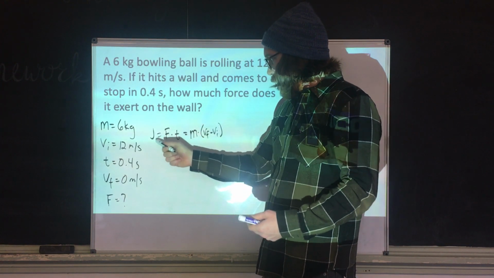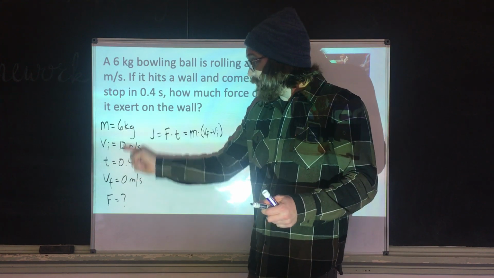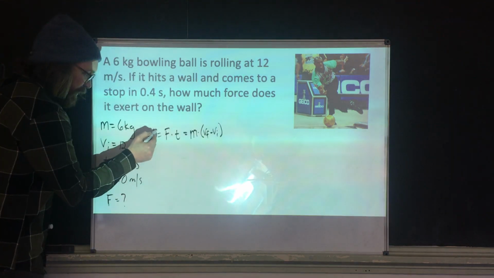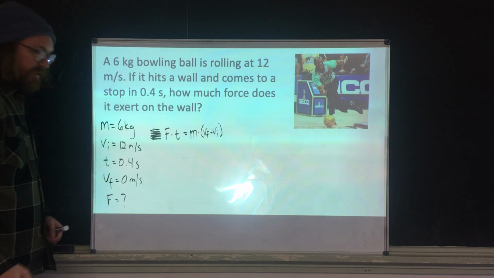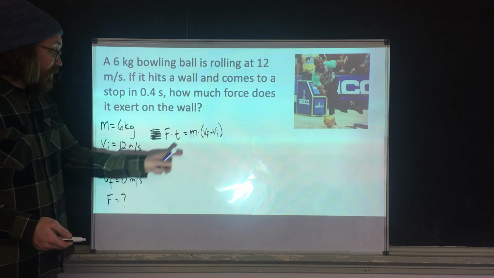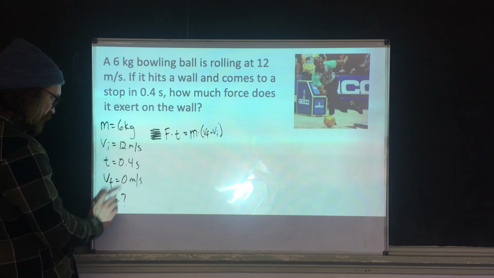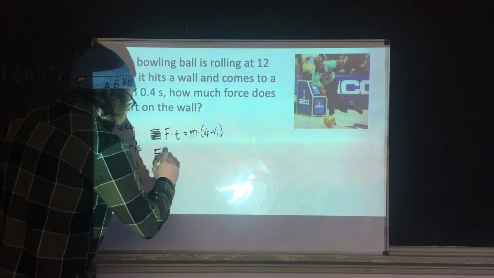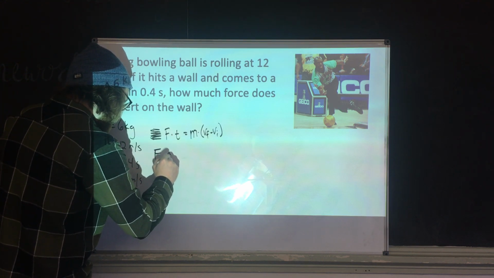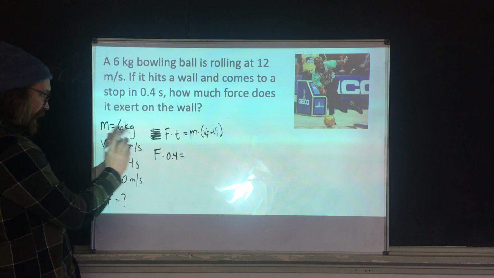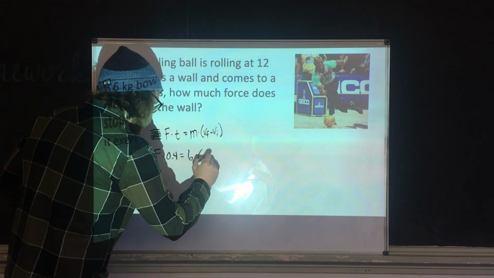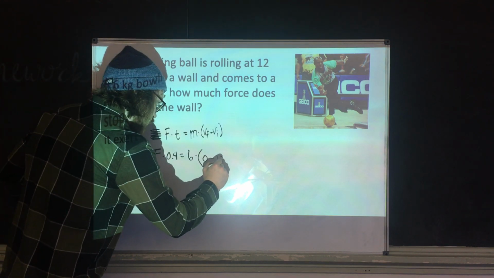Now notice there's 3 expressions and 2 equal signs. I don't see an impulse anywhere, nor is the question asking me for impulse. So in this case, we are ignoring that part of the equation. It's an impulse problem without the impulse. It's crazy, right? So now let's plug our numbers in. Our force is what we're looking for. That's going to be multiplied by my time, which is 0.4. That's going to equal the mass, which is 6, times the change in velocity. My final velocity is 0, minus my initial velocity, which is 12.